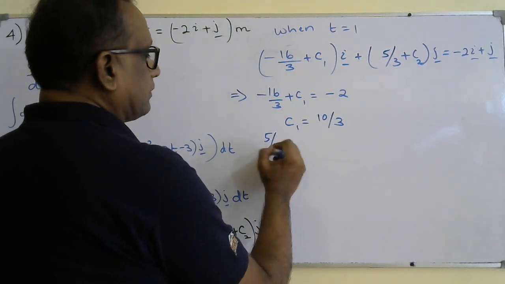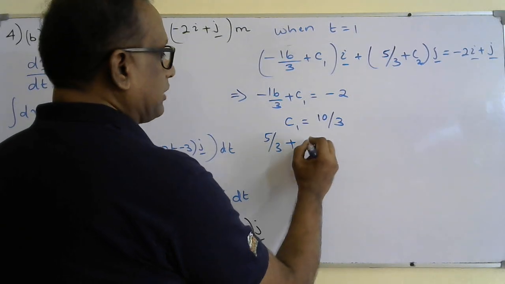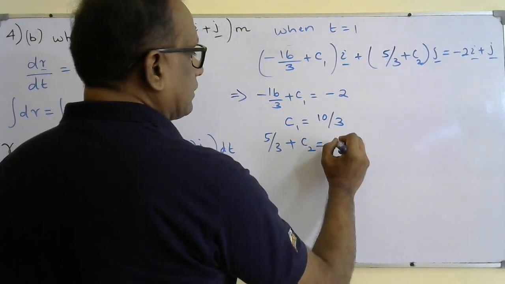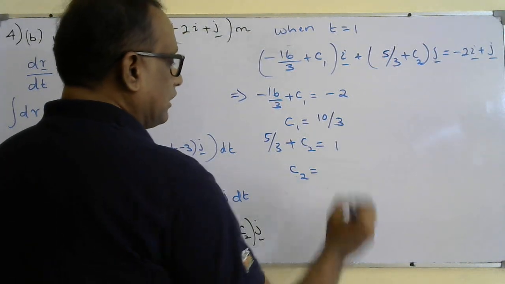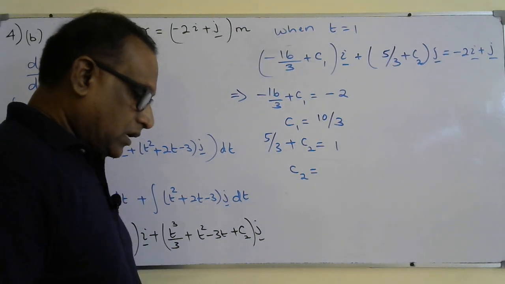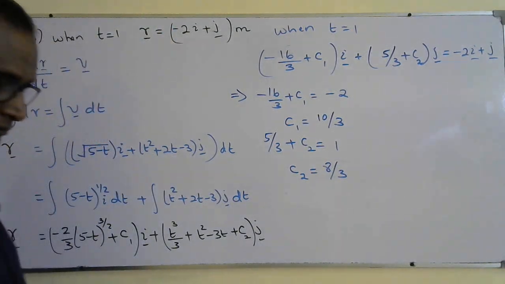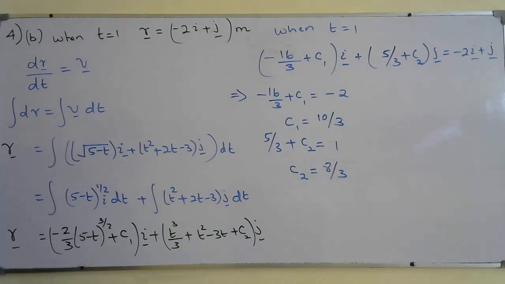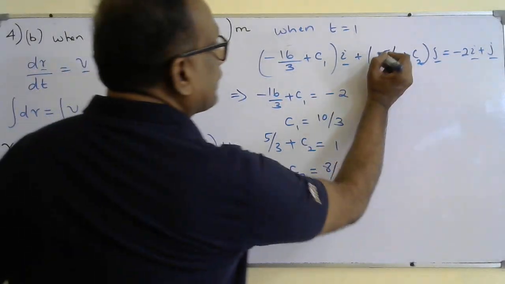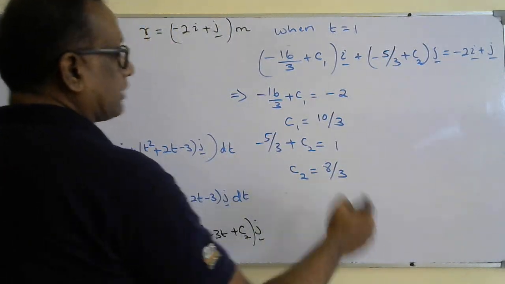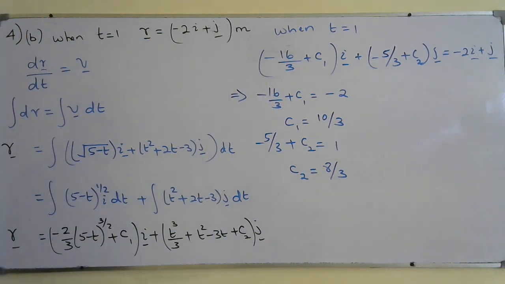Same way, 5 by 3 plus C2 is equal to what? So C2 will be equal to 8 by 3. Check it. It should be minus 5 by 3, minus 5 by 3, so 8 by 3. Yeah, that's it. Minus 5 by 3. Okay, so C2 equal 8 by 3.